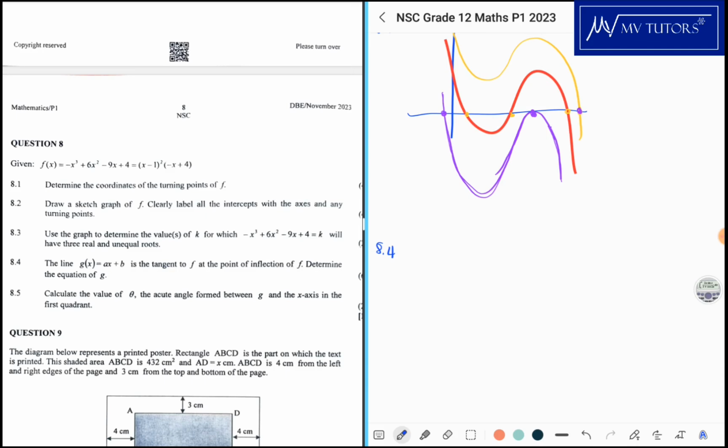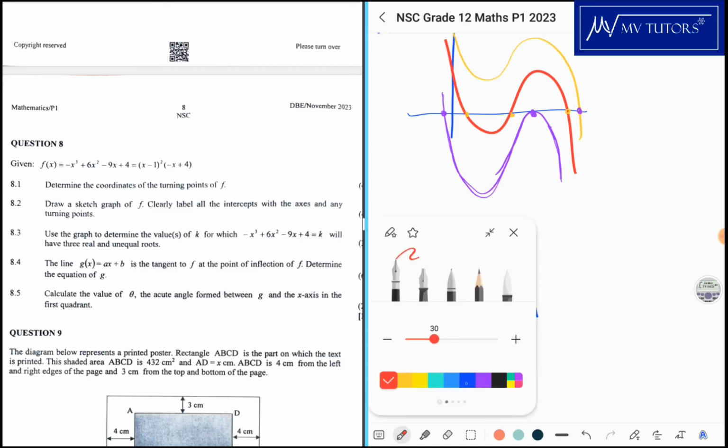All right, so the point of inflection, remember this is our graph. The point of inflection is where we have concave down to concave up. And if it's tangent, then we're looking at something like this. So we're looking for the equation of this graph. We're expecting a positive gradient, so a should be positive. b, well, we'll see.